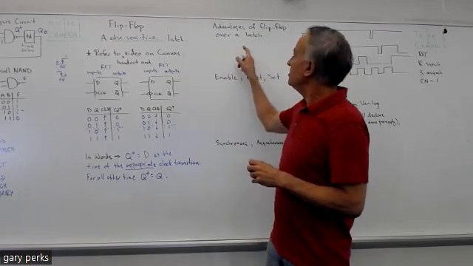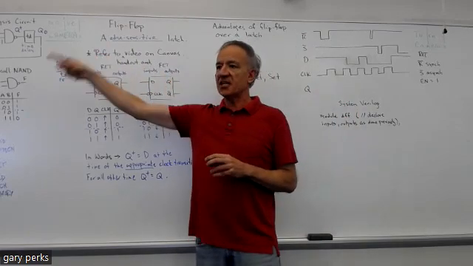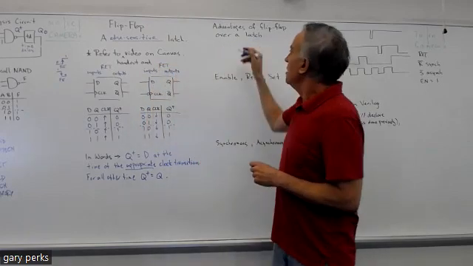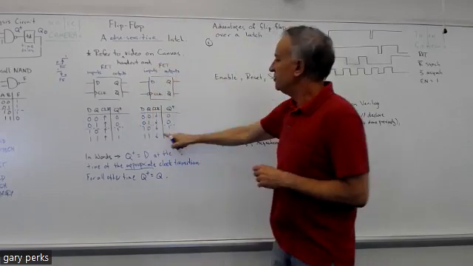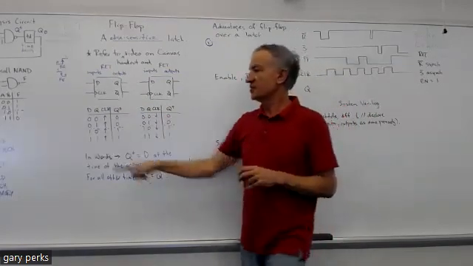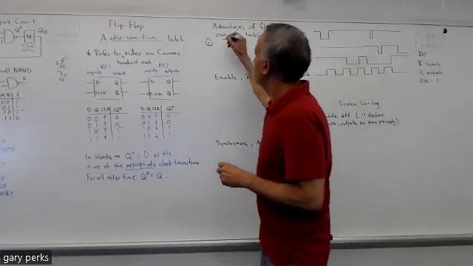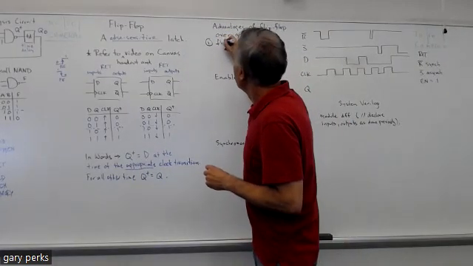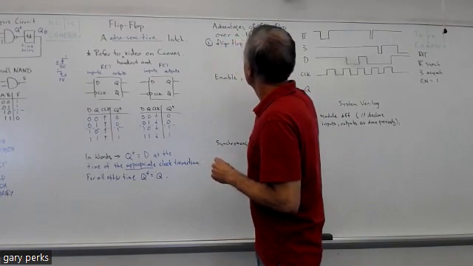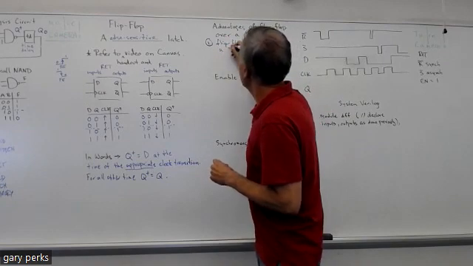Now, the advantages of a flip-flop over a latch, because remember, both of these store data, right? The latch will store data, the flip-flop will store data. Do you see an ambiguous state in the truth table for a flip-flop? Nope. There is one for the latch though, right? So you see, that's one advantage. One advantage is a flip-flop doesn't have a forbidden state in the truth table.